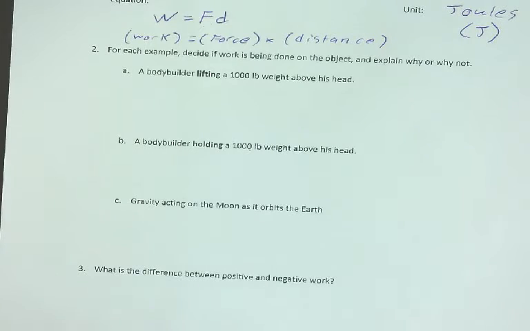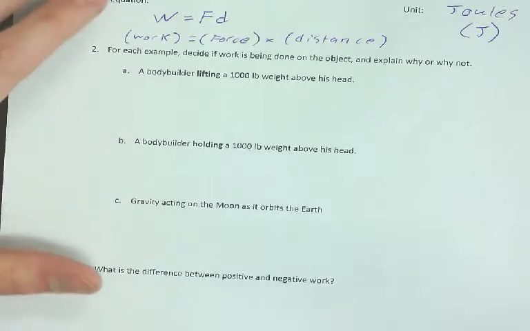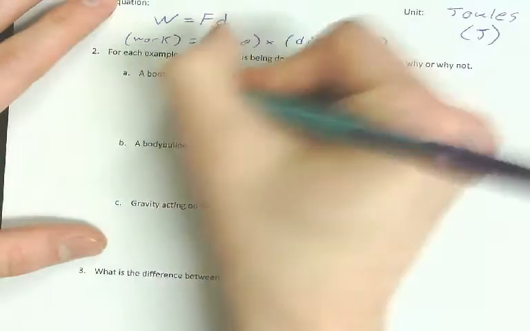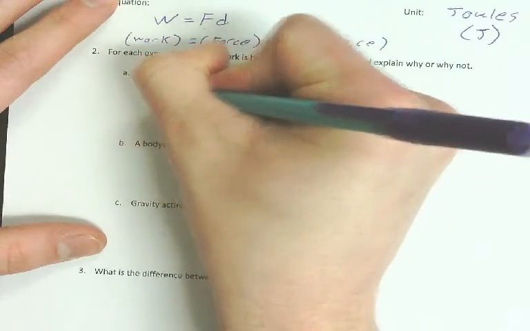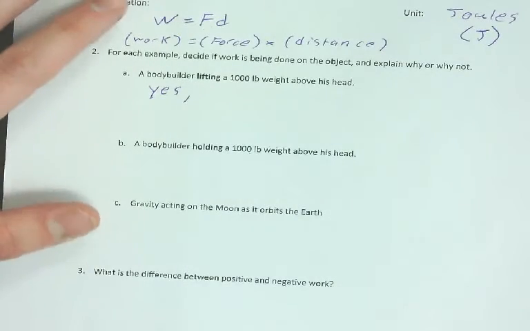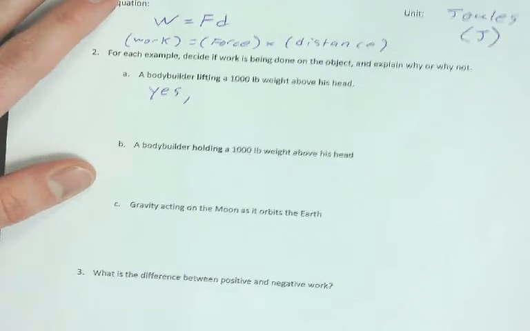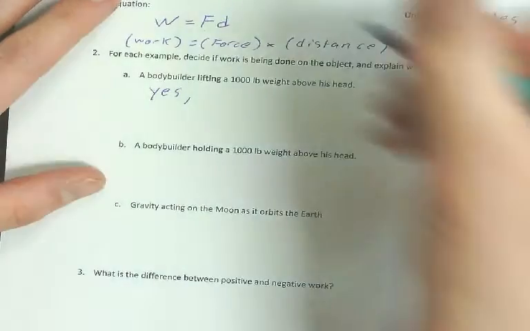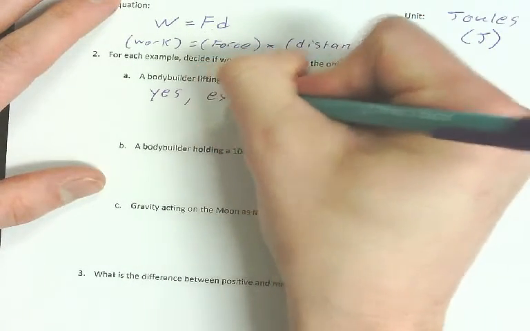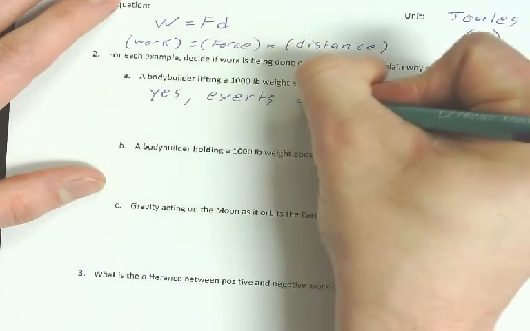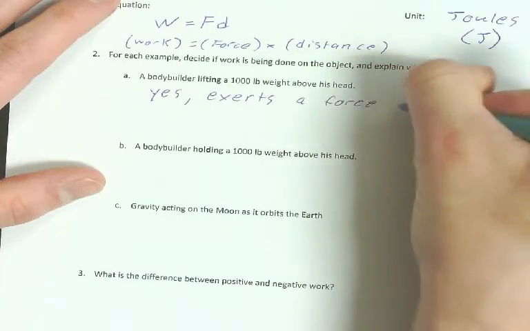Justin, let's start with you. A, the bodybuilder lifts 1,000 pounds above his head. Do you think that is an example of doing work? Yes. Yes, he does. Justin thinks he does. All right. Justin, you are right. Yes, this is doing work. Justin, why do you think it's doing work? Yes. So, exerts a force over a distance.